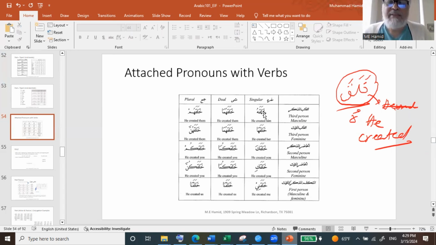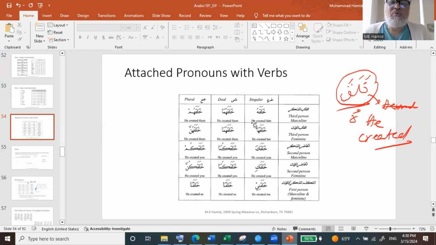Khalaqahuma, he created those two, two people. Khalaqahum, he created them. Khalaqaha, he created her. So basically, I'm passing khalaqa through the pronoun table, and we can see the meaning. Khalaqani, he created me. Khalaqana, he created us. So you can take any verb, not only khalaqa, and pass it through the pronoun table, and that pronoun automatically becomes the object of the creation. It comes as an object pronoun.